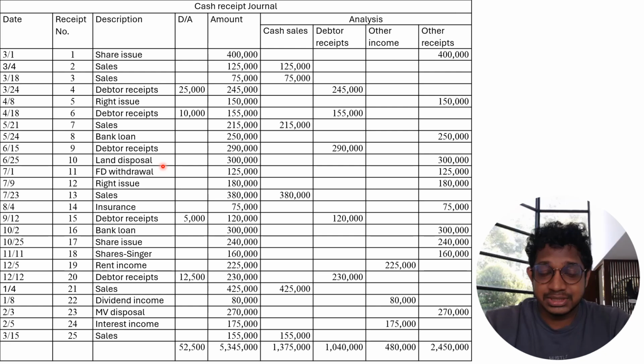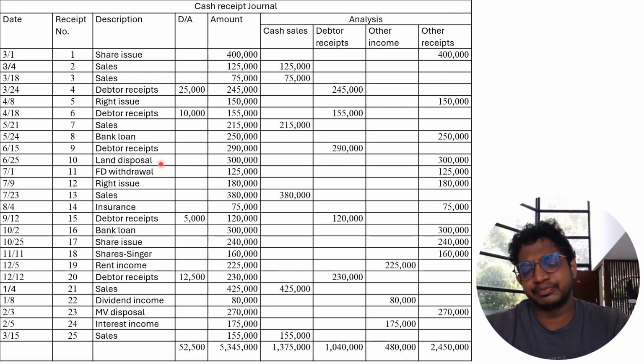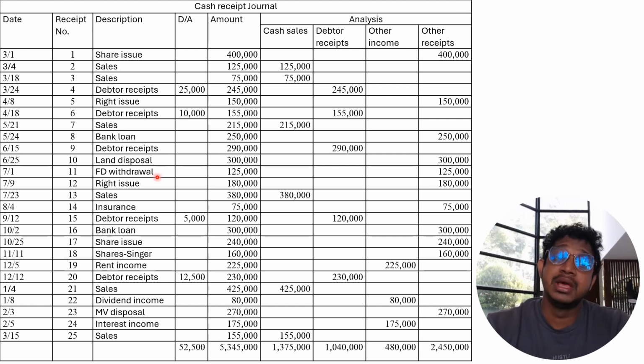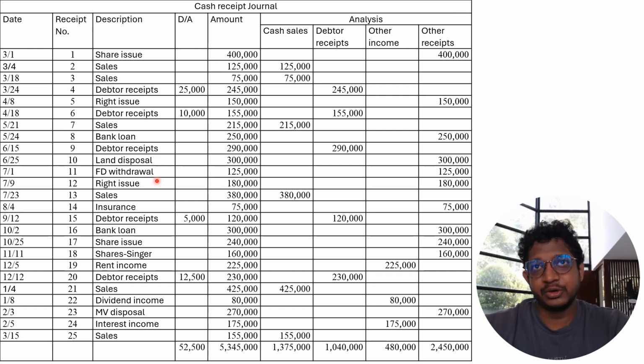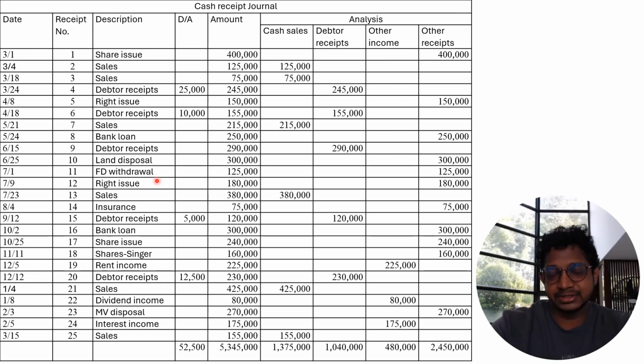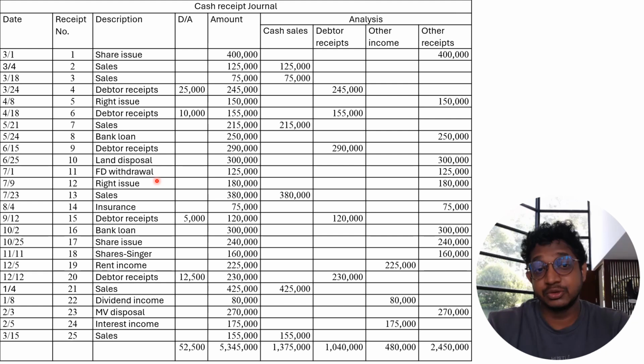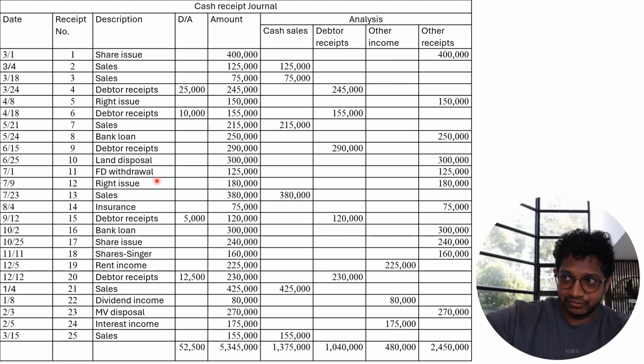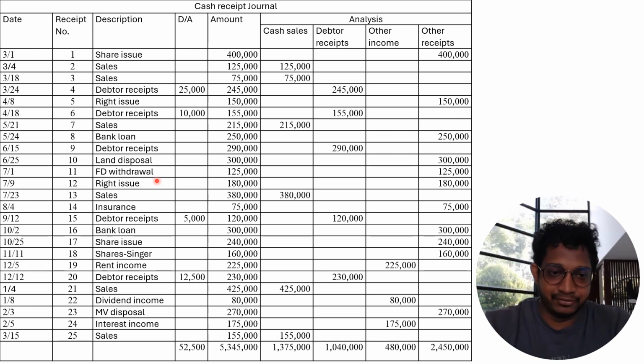And land disposals, FD withdrawals, you have to record in investing activities. Any property, plant and equipment purchases and disposals you record in investing activities. And here, FD withdrawal means we invested in FD earlier. When you invest in the FD, you are taking money from your company and investing it in the bank. So FD withdrawal means the invested FD you withdraw, and the money comes back to your company. So it's a cash inflow, right?